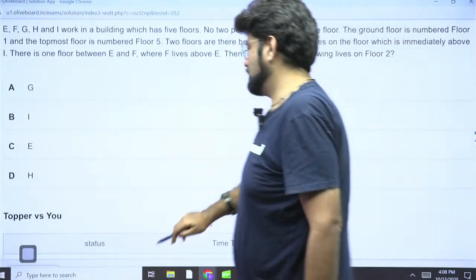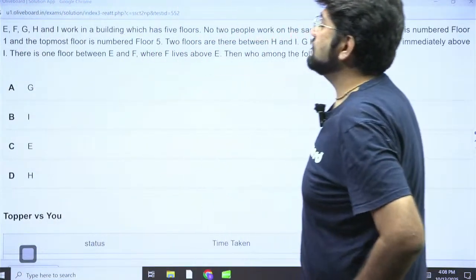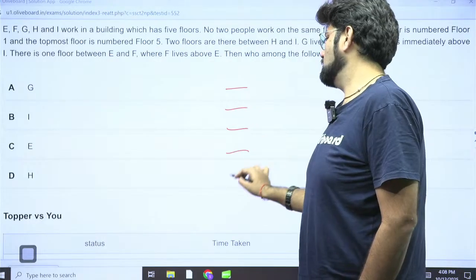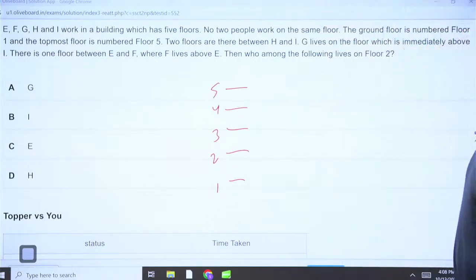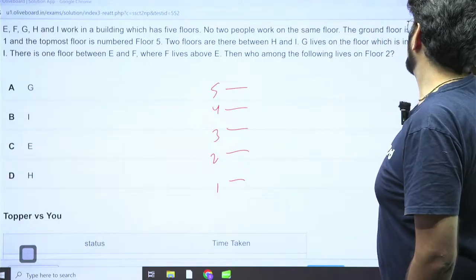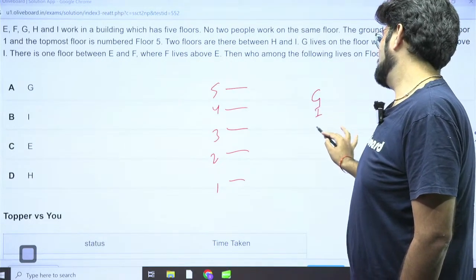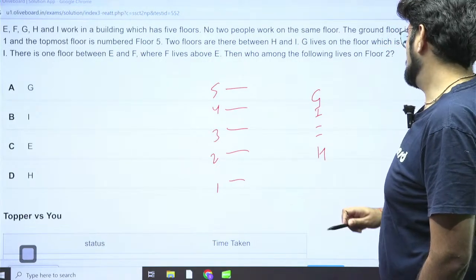Next, simple floor based puzzle. Won't even call it a puzzle in the first place. There are 5 people in a building which has 5 floors. So floor means 1, 2, 3, 4, 5. By default, mostly this is what is happening. No 2 people work on the same floor. Ground floor is numbered floor 1 and topmost is 5. Perfect. 2 floors are there between H and I. G lives on the floor which is immediately above I. So G, I, H. 1 floor between E and F.